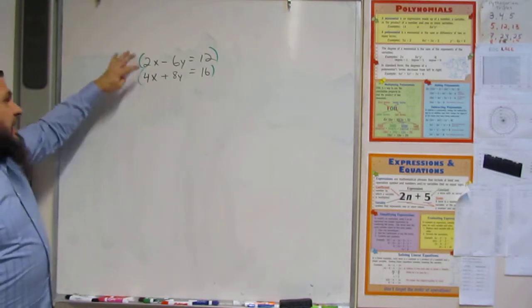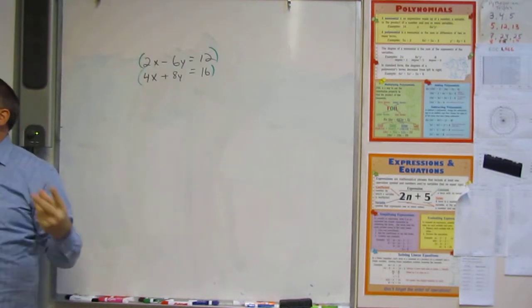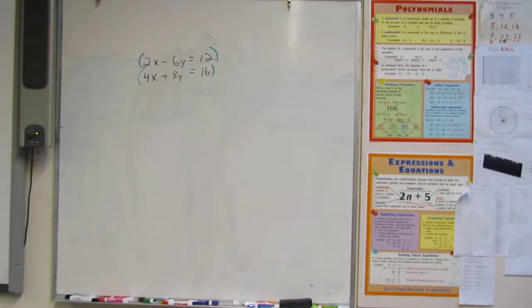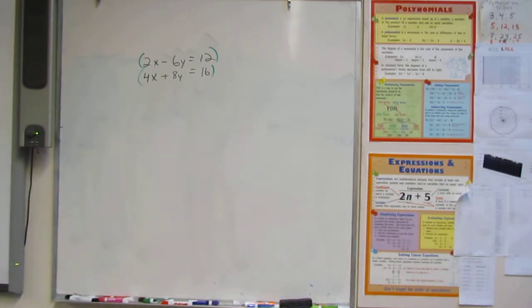To do that, I've got to find a number that 2 and 4 both go into, or that 6 and 8 both go into. So which one seems to be the easier one to deal with? X or Y? In other words, can I find a number that 2 and 4 go into easier than I can find a number that 6 and 8 go into? Yes. Why? Because they're smaller and they have more common factors. So they're more common to each other.